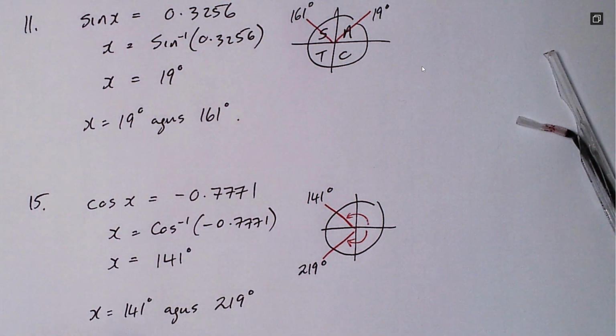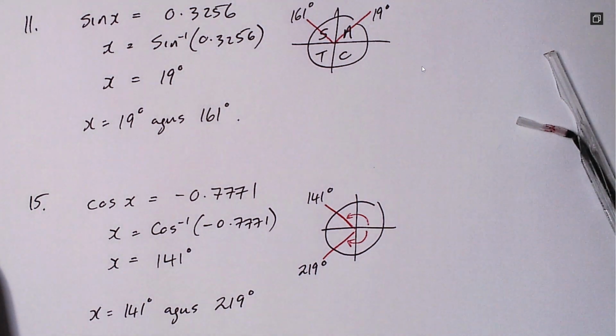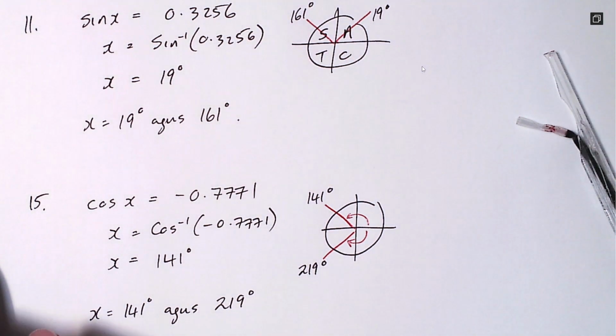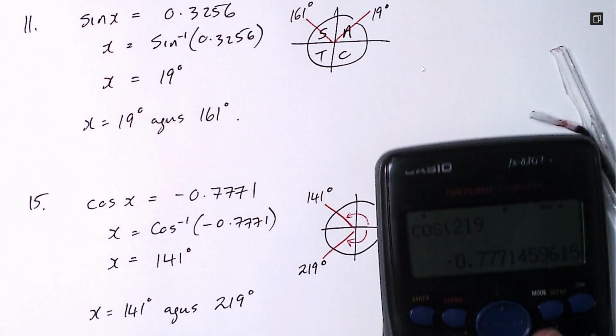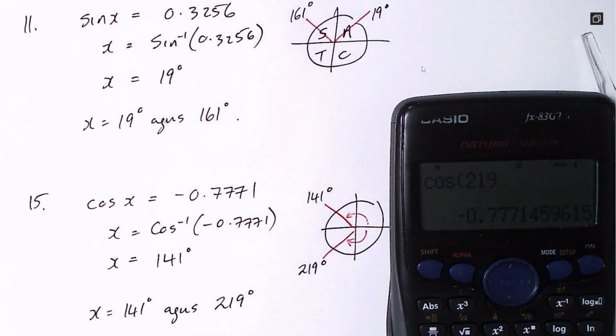And use the calculator to check. Cos of 219 degrees gives minus 0.7771 on the calculator, so it checks out. Now, the range is 0 to 360. Now, the next range is 0 to 720.